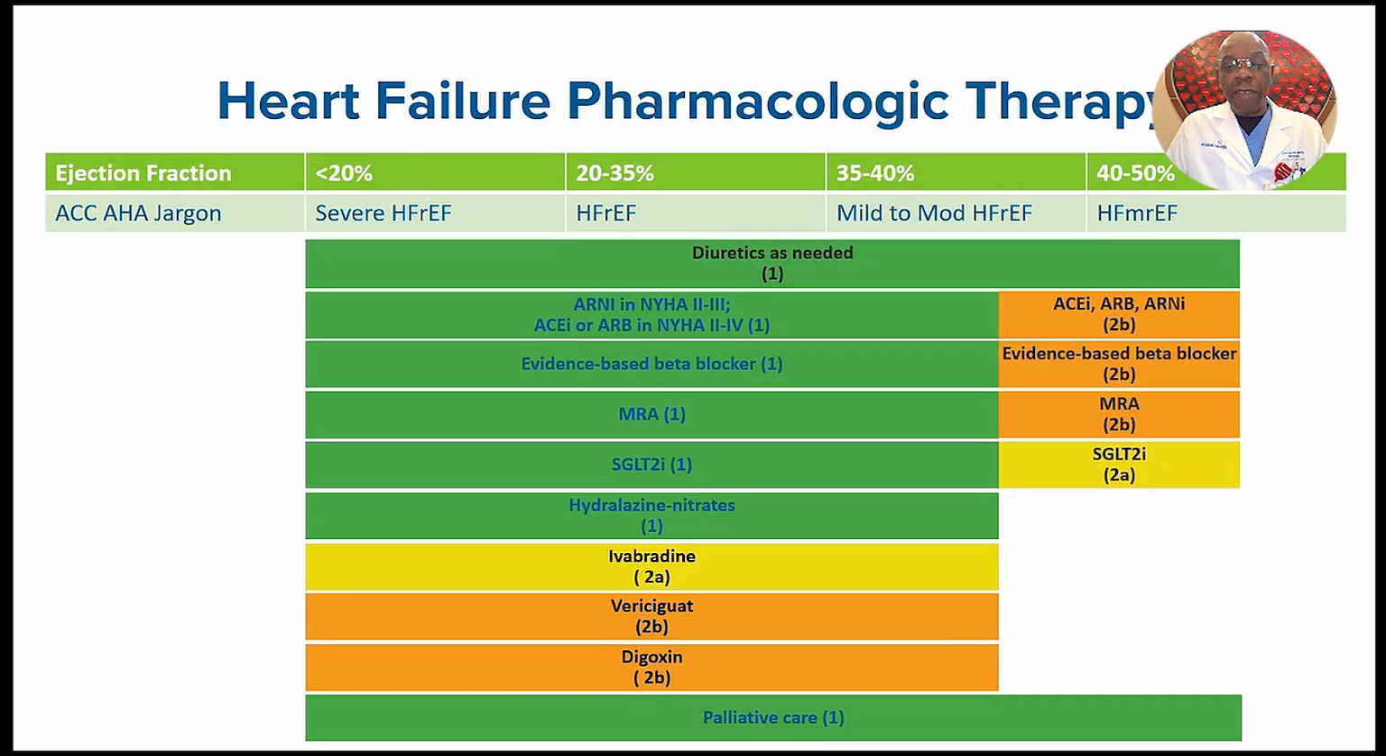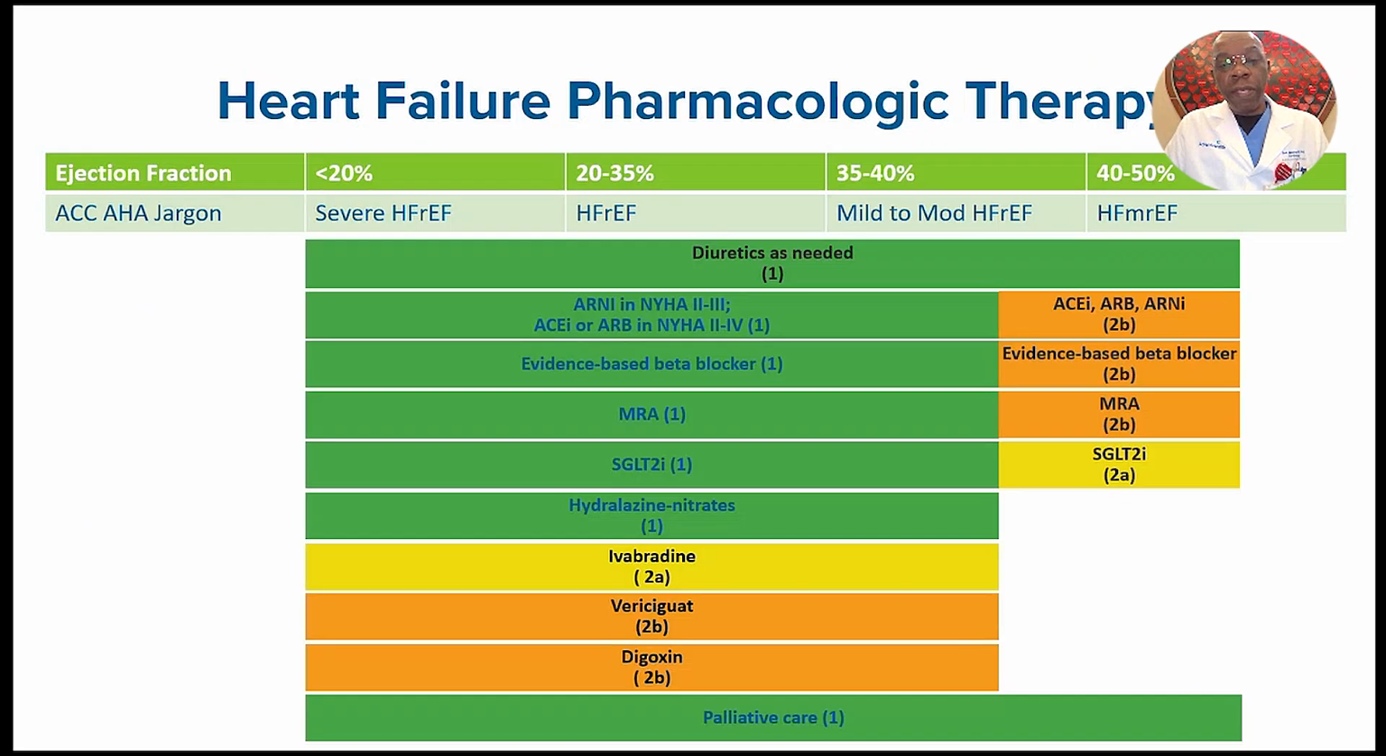Below are the guideline recommended interventions for these different classes of patients. The first line, diuretics, are to be used as needed to decongest a patient. And you can see that the diuretics bar is a class 1 indication from less than 20% all the way to 40 to 50%.